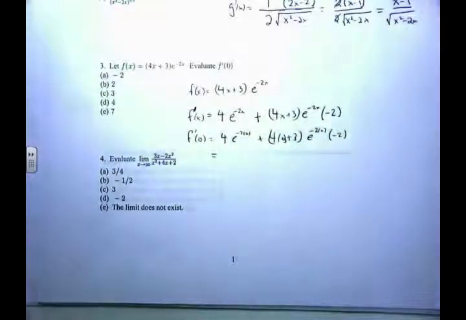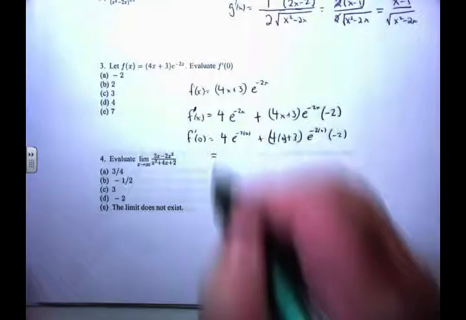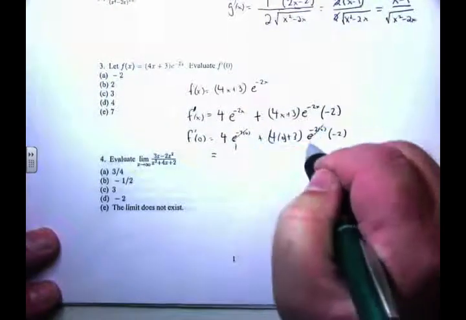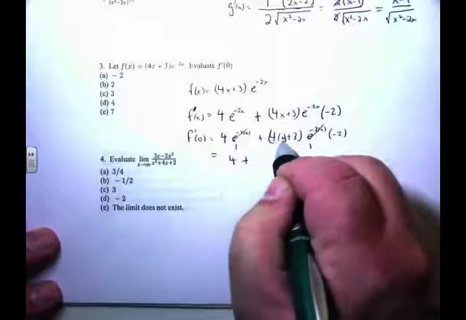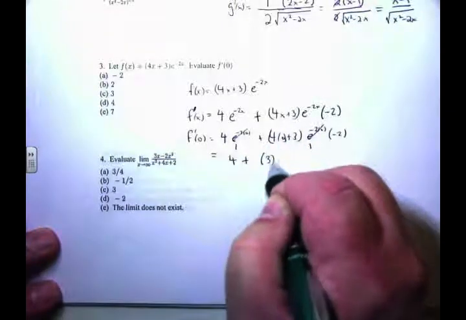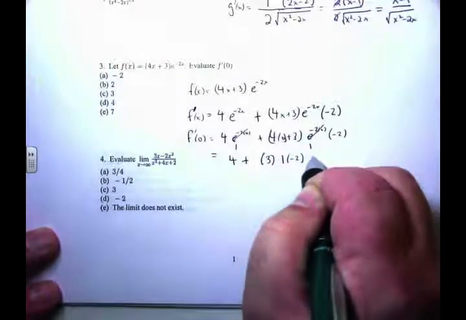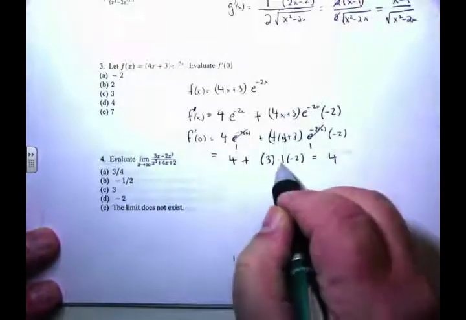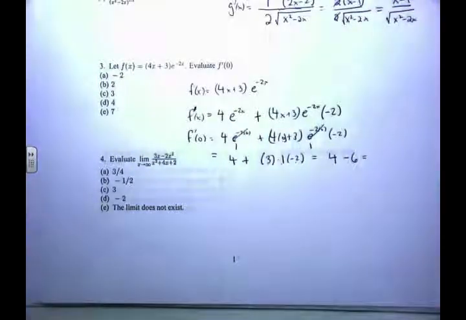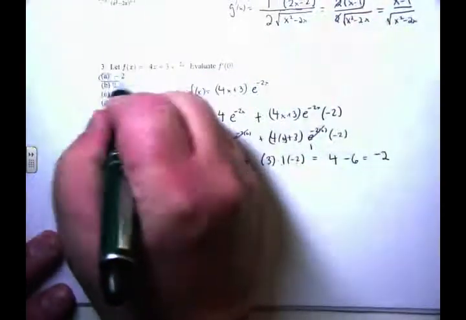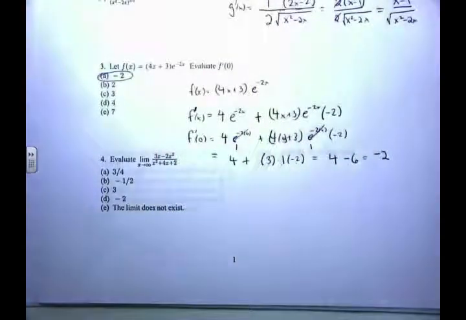Take your time, but 0 is a nice number to plug in, and negative 2 times 0 is 0. But here's the deal. Without a calculator, you got to know, what's e to the 0? 1. So this goes to 1, and this one will also go to 1. So this is 4 times 1, which is 4, plus 4 times 0, which is 0, plus 3, times 1 times negative 2. So this would be 4, and 3 times 1 times negative 2 is a minus 6. So what is 4 minus 6? Negative 2, answer is A.